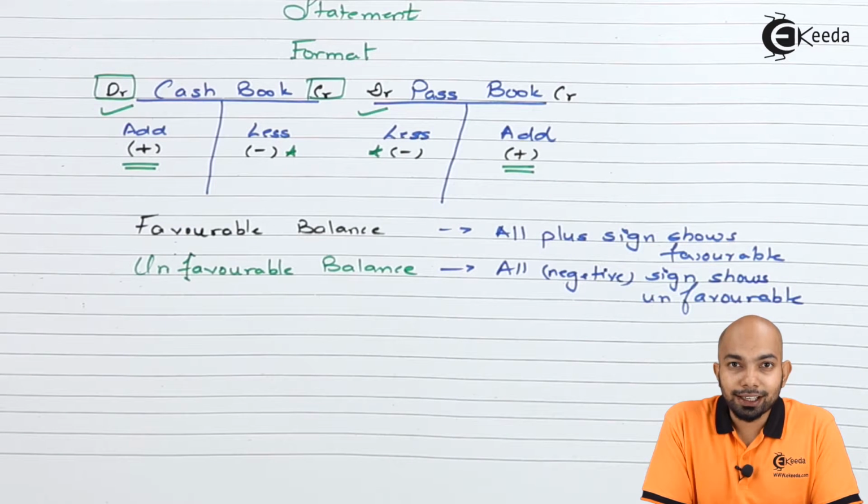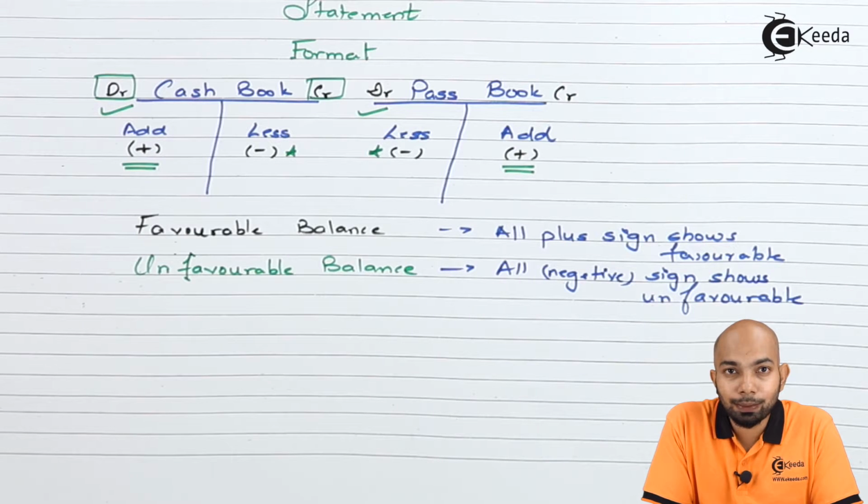As we were discussing, the favorable and unfavorable balance is shown as per the sign mentioned in the cash book and the pass book. A plus sign shows a favorable balance, and a negative sign shows a negative balance or an excess balance in the account. To give you an example, if I have rupees 10,000 as a debit balance in my cash book and a credit balance in my passbook, that means I have 10,000 in my account.